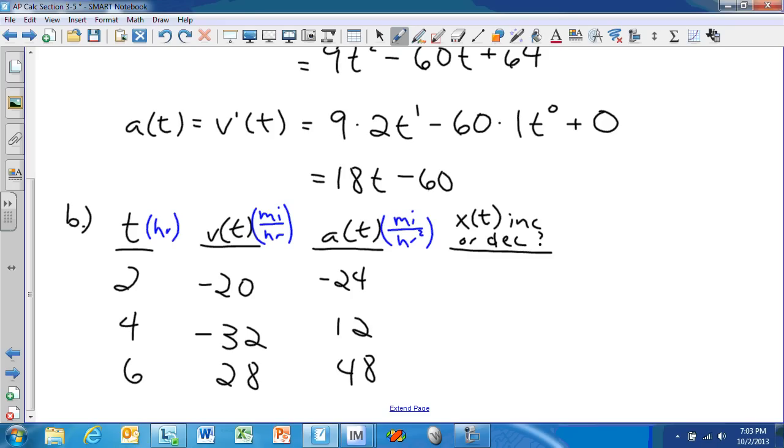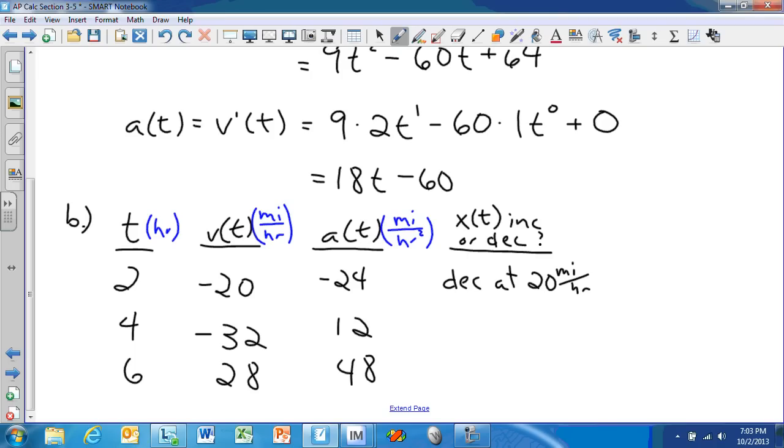So at t equals 2, the velocity was negative 20. So that means that we are decreasing, and we're decreasing at 20 miles per hour. Notice, by the way, that when we write that, we drop the negative sign, because when we say that we're decreasing, that accounts for that negative there. In fact, if you said you're decreasing at a negative number, decreasing at a negative number actually means you're increasing. So make sure if you're writing that out, you drop that negative sign there.